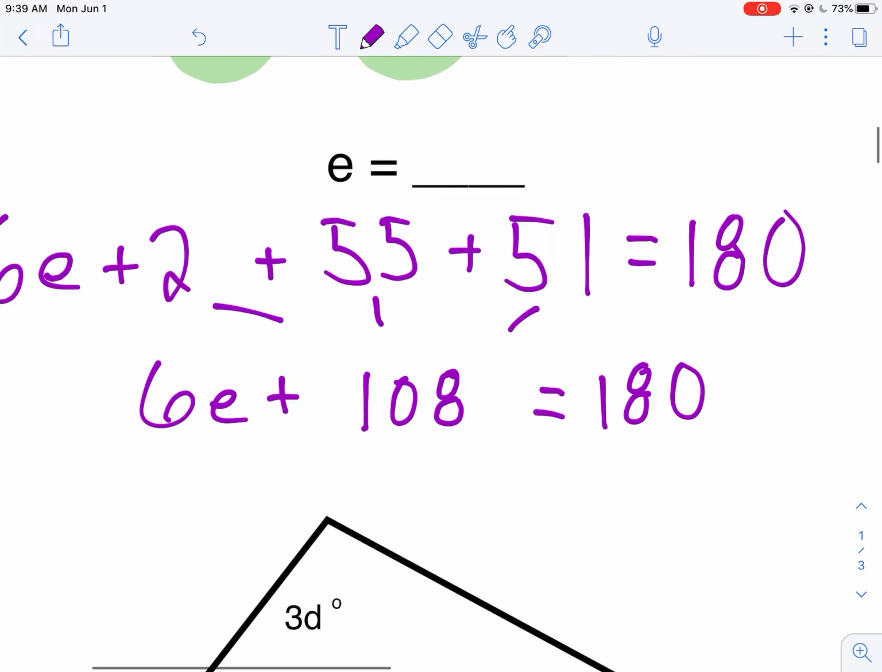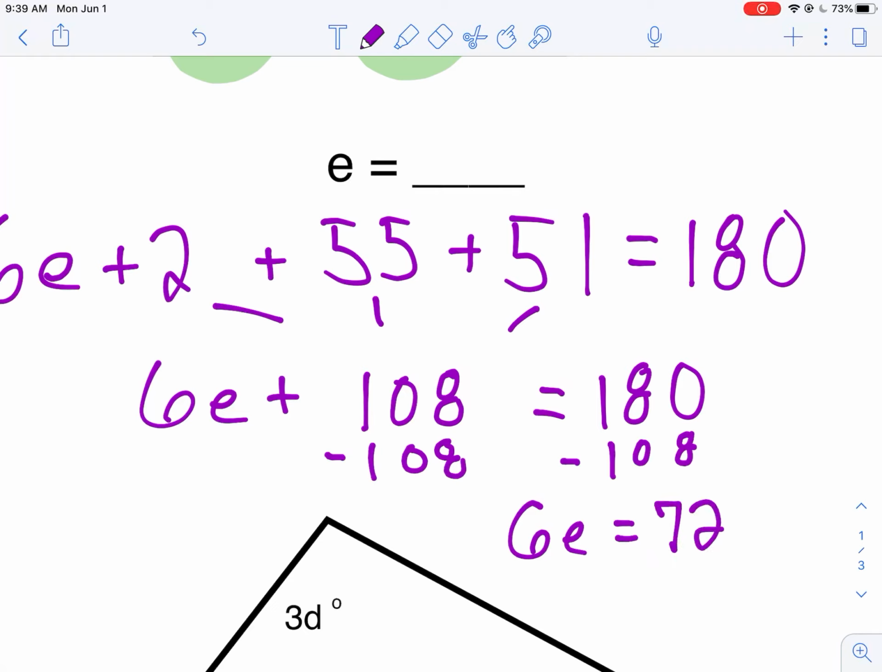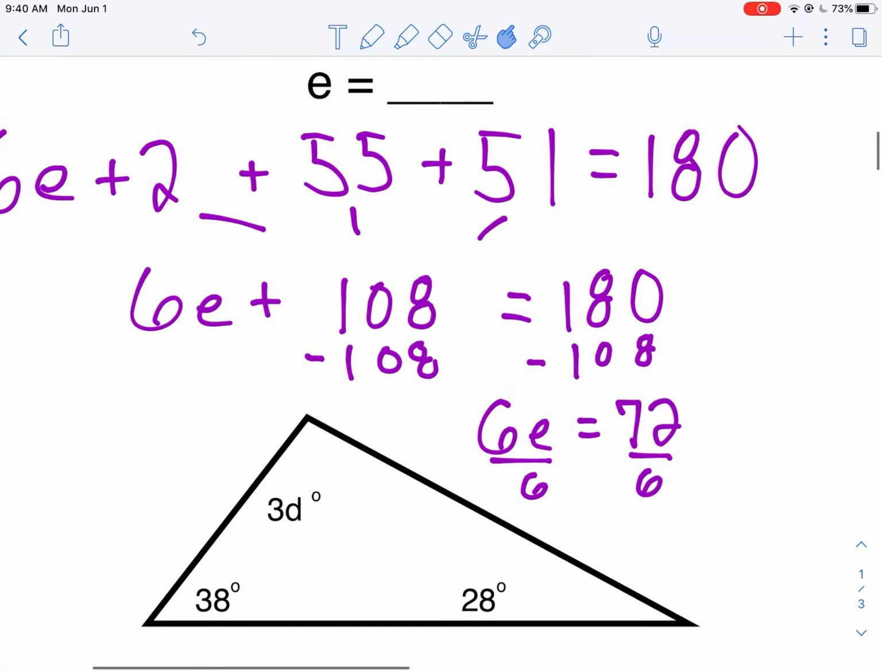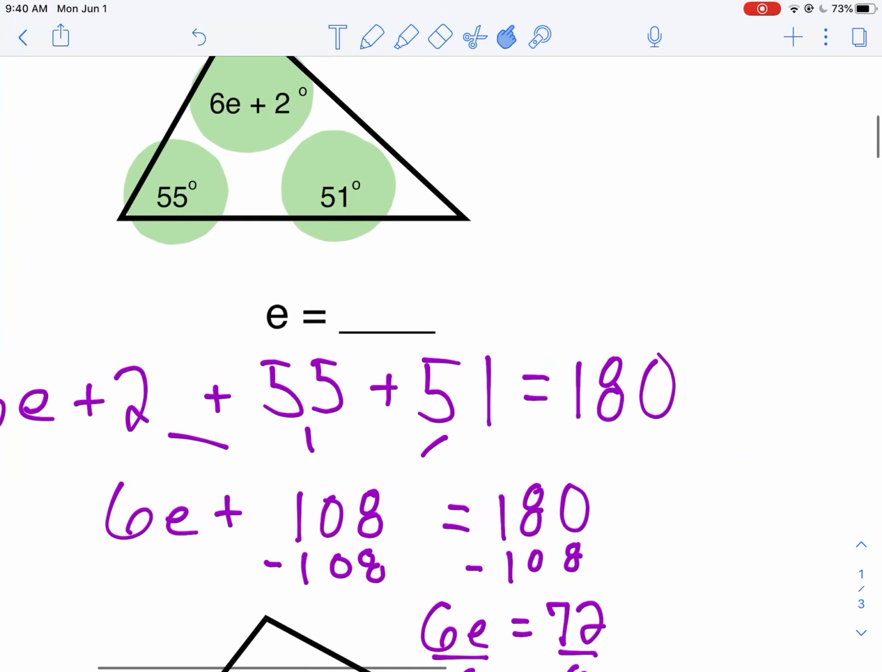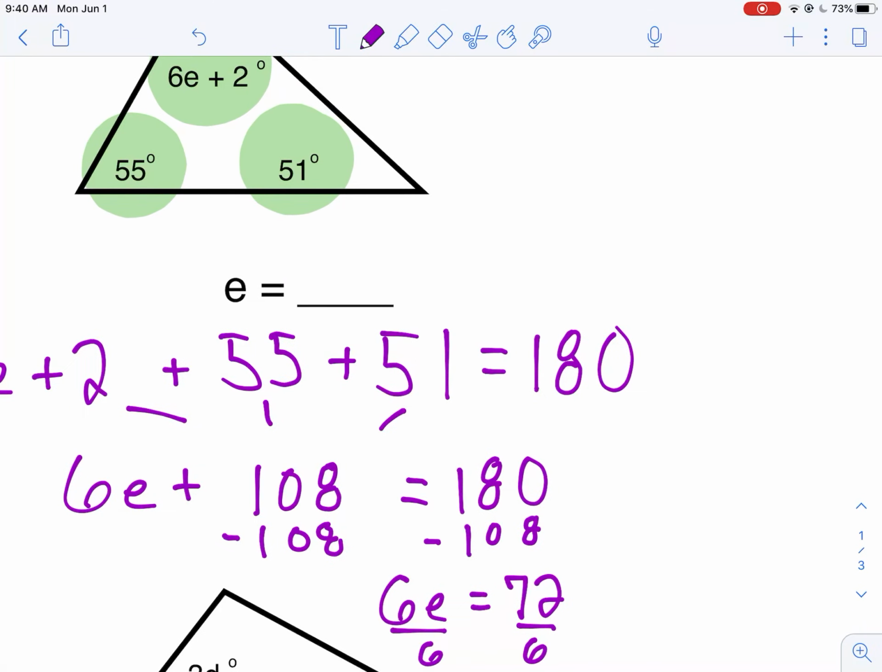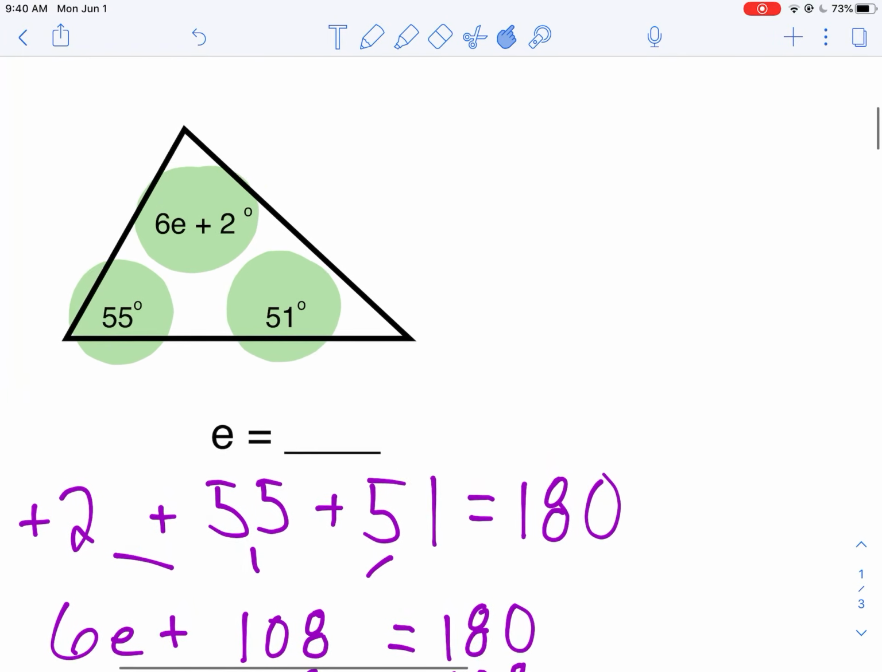Now that I've combined my constant terms, I'm going to get rid of the 108 here by using subtraction, inverse operations. I'm left with 6e equals 72. 6 times e, so I want to use inverse operations. I'm going to divide by 6. And I get e equals 12. So I know e equals 12, and I can even use that in the upper one here. I can even insert that into my expression to figure out what this angle actually equals.